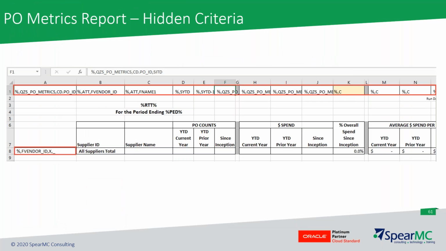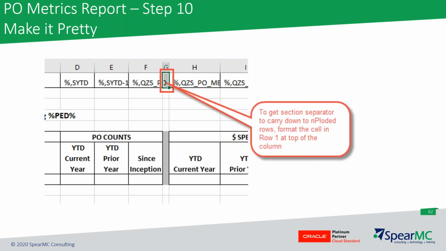And then finally, just a screenshot of if I unhid the row criteria and the column criteria, I just wanted to have everybody be able to see that in the screens there. And then lastly, you can make it pretty by putting in separating sections, that kind of thing, making sure that it's carried down. In order to get that kind of formatting carrying down on exploded rows, you can format the top cell in the row 1 at the top of the column there.